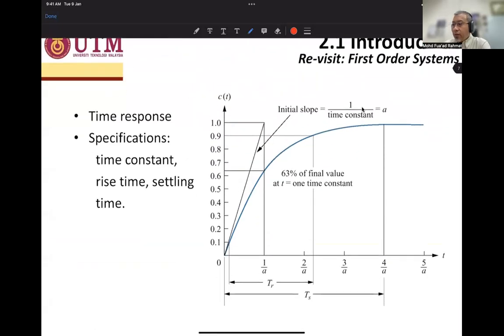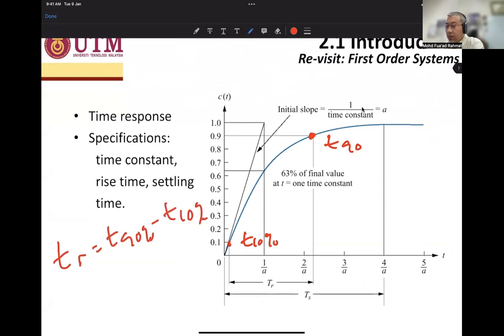Then the rise time is defined using T 90% and T 10%. This is the location of the T 90%, and this is the location of the T 10%. So the rise time is usually the difference between T 90% and T 10%.